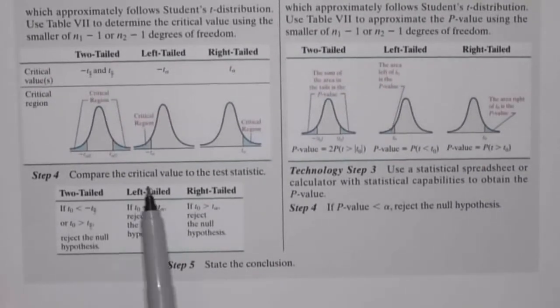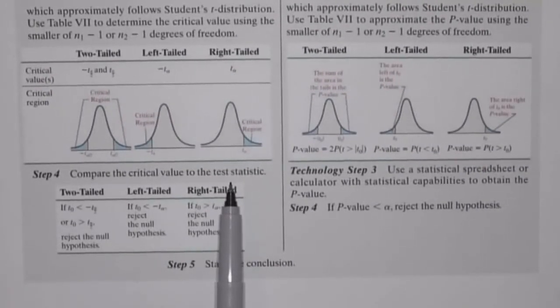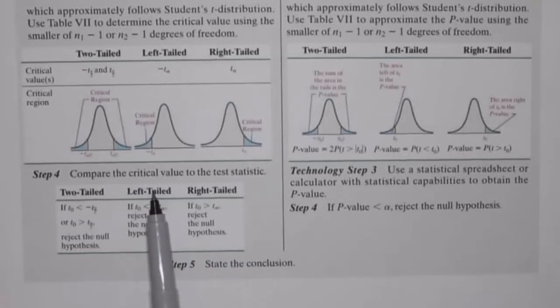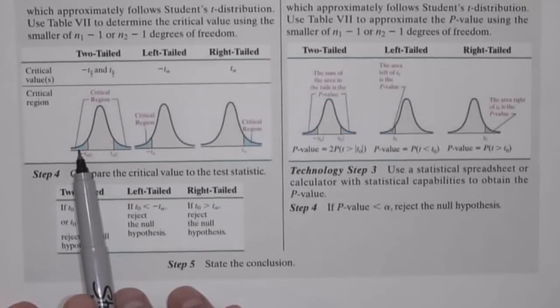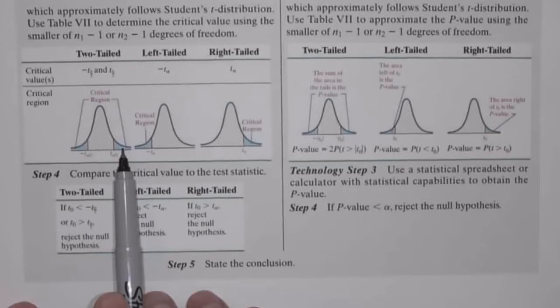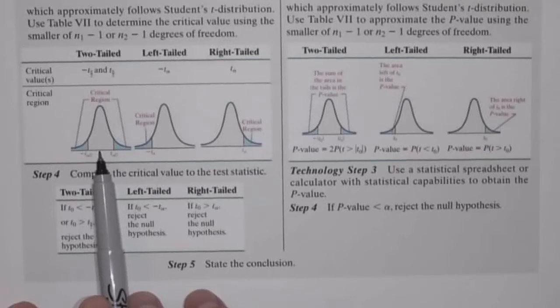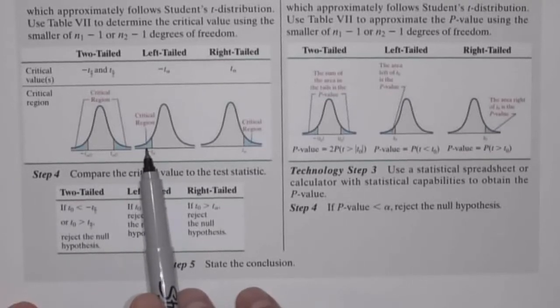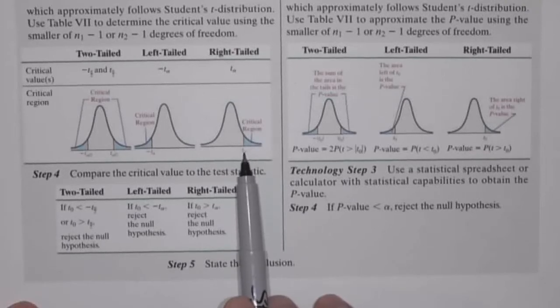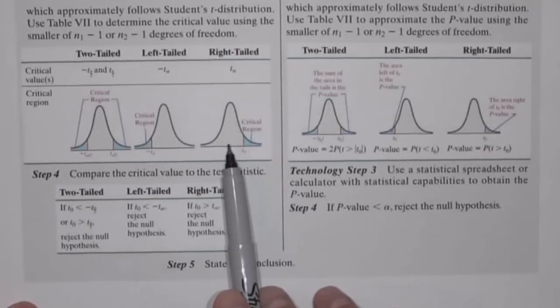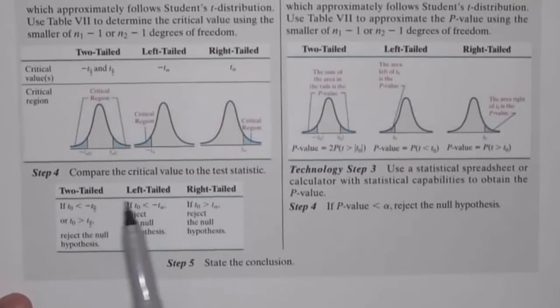Step 4, we'll compare the critical value to the test statistic. Or again, I prefer to say we compare the test statistic to the critical value, and it works the same as we've seen before. If the test statistic falls either in the left tail or the right tail of a two-tailed test, then we will reject the null hypothesis. If it falls in between, we will not reject. If it's a left-tailed test, if the test statistic falls to the left of the critical value, we'll reject the null hypothesis. Otherwise, we won't. If it's a right-tailed test, if the test statistic falls to the right of the critical value, we'll reject the null hypothesis. Otherwise, we won't. And so once we decide that, we'll state our conclusion.